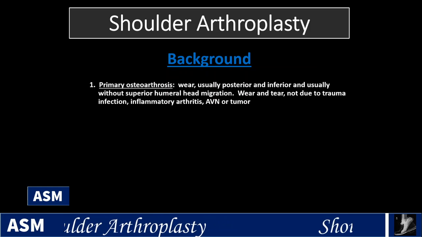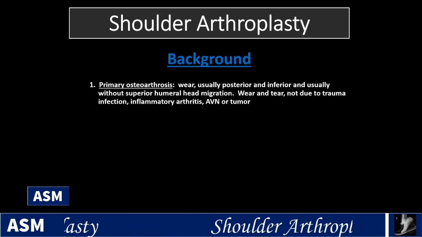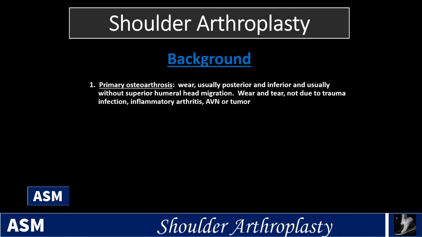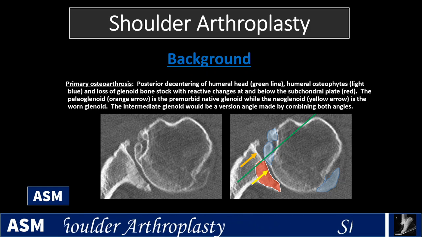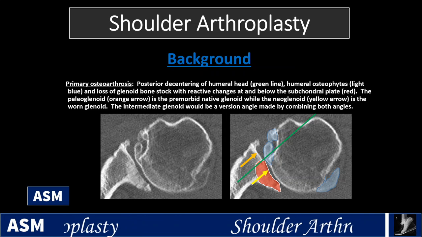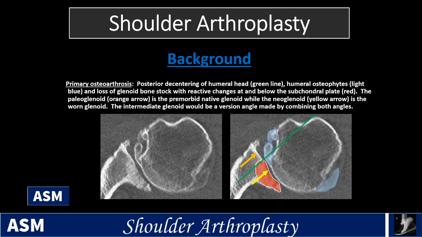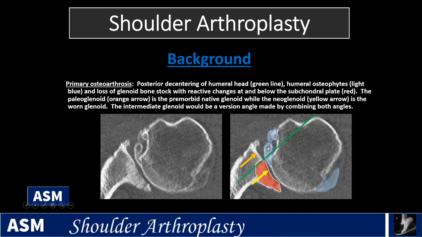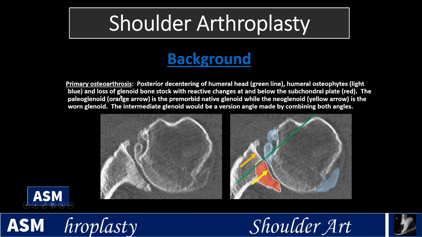So primary osteoarthrosis is usually going to be posterior and inferior, and usually without superior humeral head migration. So this is wear and tear and not due to other causes. You'll typically see some posterior decentering of the humeral head. Humeral head osteophytes are common. These have been likened to the goat's beard when looking at it on the frontal or coronal projection.